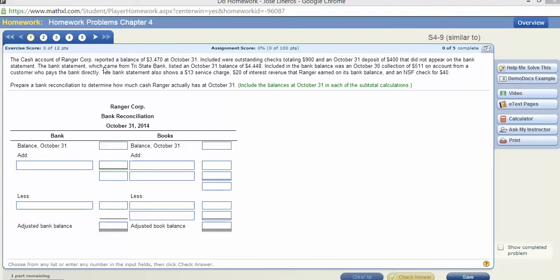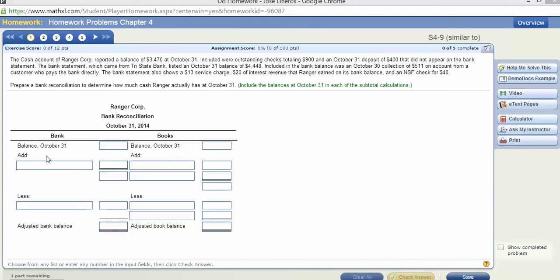As you read this, remember to read the last sentence first. It says, prepare a bank rec to determine how much cash Ranger actually has October 31st. There's going to be two versions of the truth of how much cash Ranger has. One version is what the bank says is in the bank account, and that's incorrect. Another version is how much the books say there is in cash. If you look at the general journal and all the cash entries, at the very end you'll have what the books say we have in cash, and that is also incorrect, which we'll illustrate here in a minute. So reconciling is the process of truing up what cash actually is.